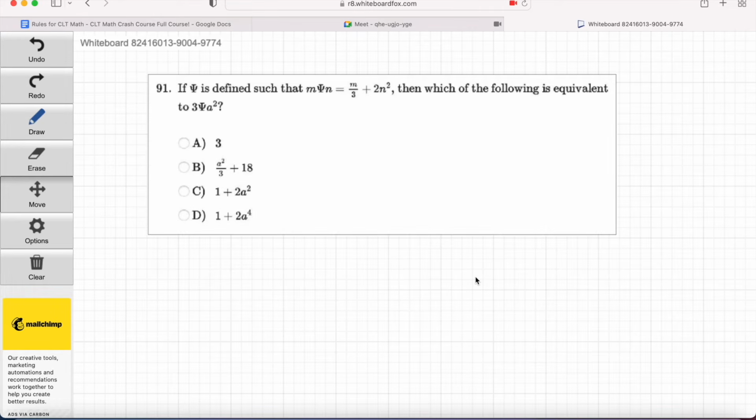What are we plugging in for the m value into this expression? 3. We're plugging in 3. And then what are we plugging in for the n value? A squared. This is where this one gets a little bit trickier. But it's still the same process. Right? Okay. Plug in that 3 for m. And then we'll plug in a squared for n. Okay? Let me see you do that.